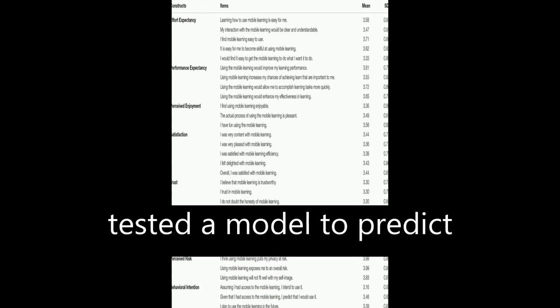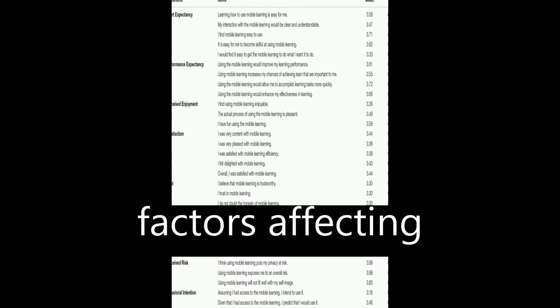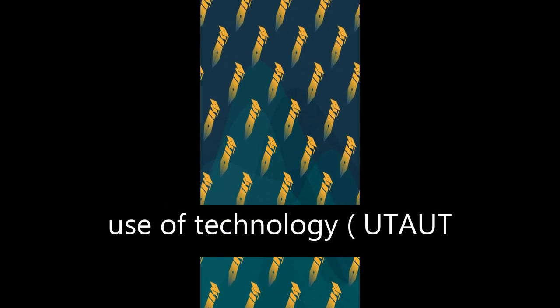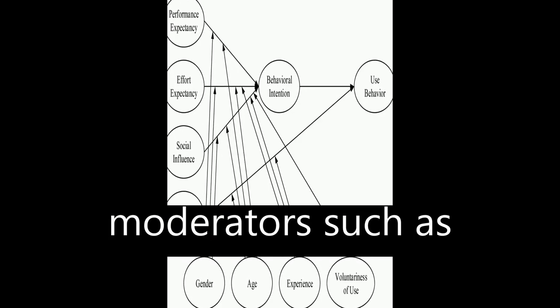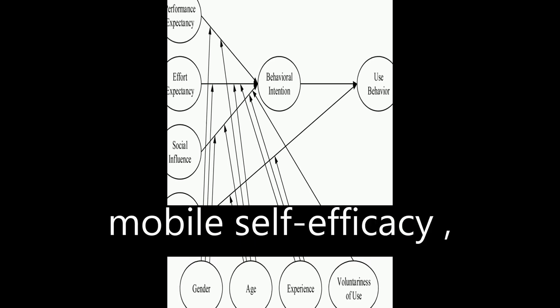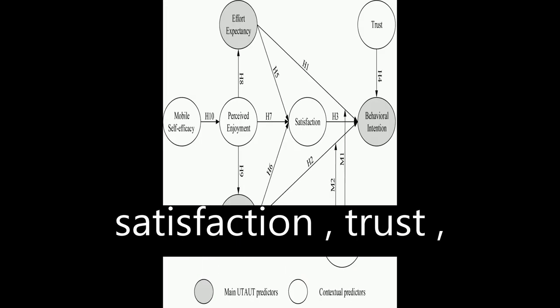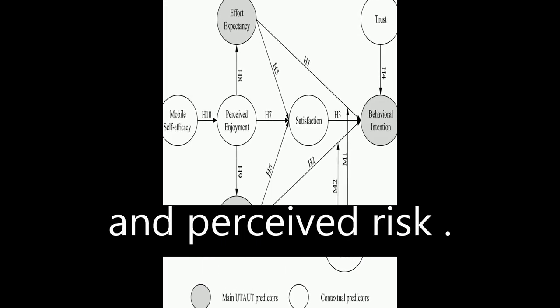This study developed and tested a model to predict factors affecting students' behavioral intentions toward using mobile learning, mLearning, by applying the Extended Unified Theory of Acceptance and Use of Technology, UTAUT, model with additional moderators such as perceived enjoyment, mobile self-efficacy, satisfaction, trust, and perceived risk.